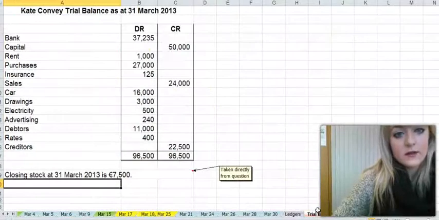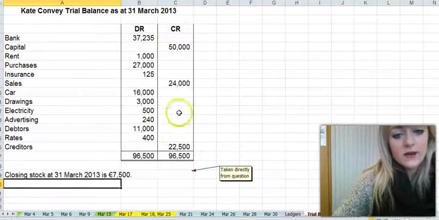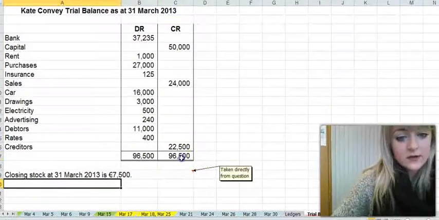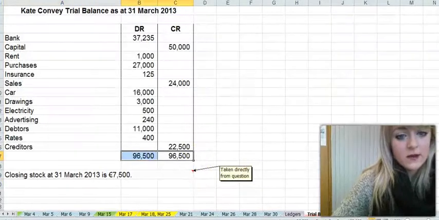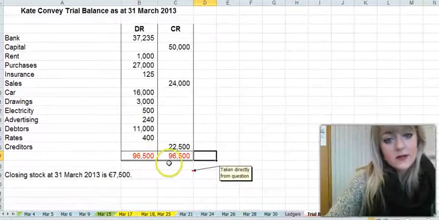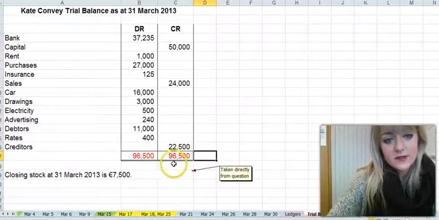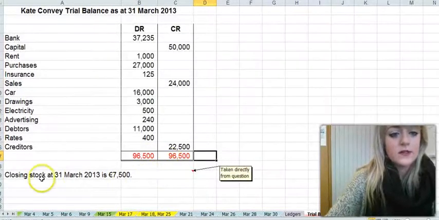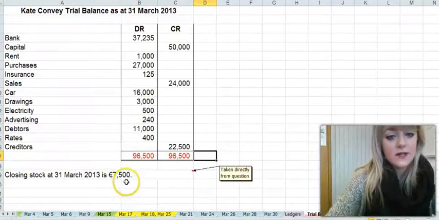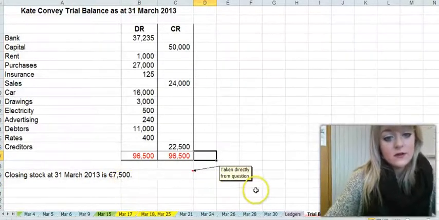So let me just take a look at the trial balance then. We can close everything off. All our debits and all our credits should total €96,500. So then that's the only way we're going to know that we have done the question correctly. Once these two are both the same, I'll highlight them in red just to make sure we know. €96,500 debit, €96,500 credit. And then just to note, this is taken from the question. We can pop that in underneath to get the full marks. Closing stock at the 31st of March 2013 is €7,500. So that's the end of that question.